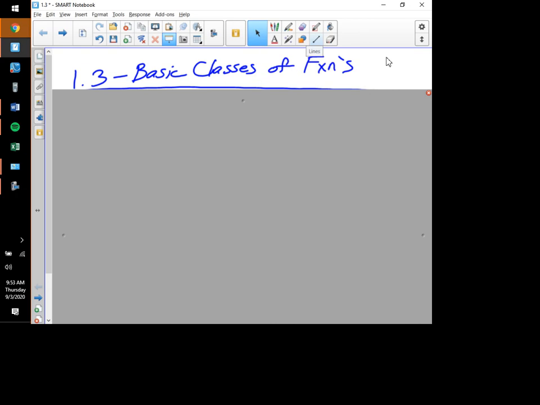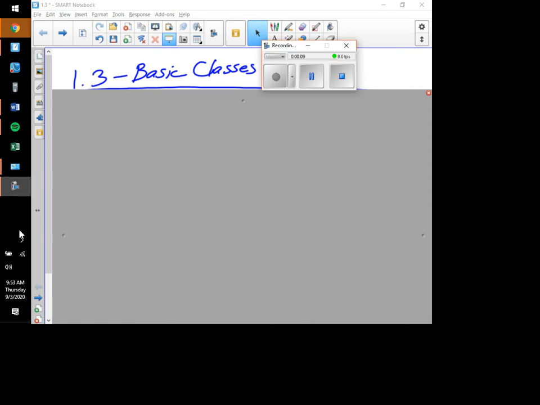Okay, everybody, so here's our notes on section 1.3. This is one I've been meaning to type up forever and have never quite gotten around to, but I think we'll muddle through and we'll be okay.